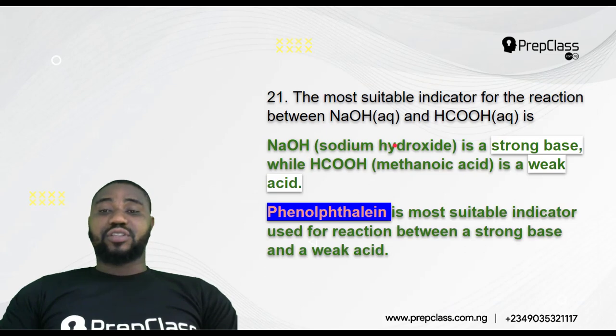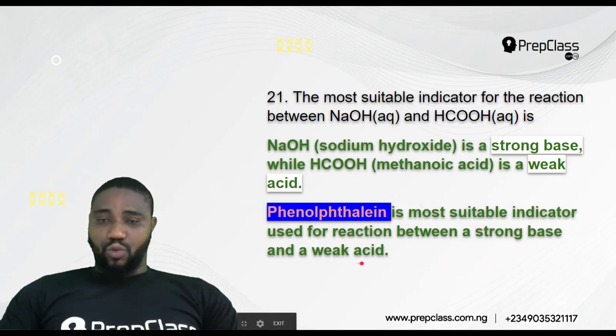Now, sodium hydroxide is a strong base, while HCOOH, which is methanoic acid, is a weak acid. So the reaction is between sodium hydroxide, a strong base, and methanoic acid, a weak acid. And the most suitable indicator to use there is phenolphthalein. Why? Because phenolphthalein is usually used with a strong base and a weak acid.